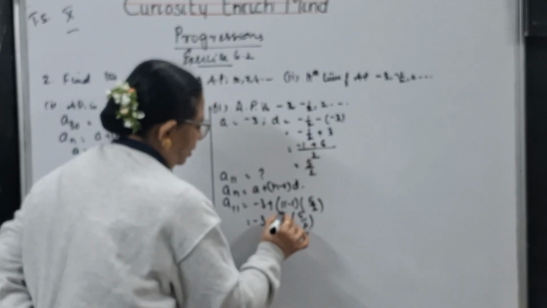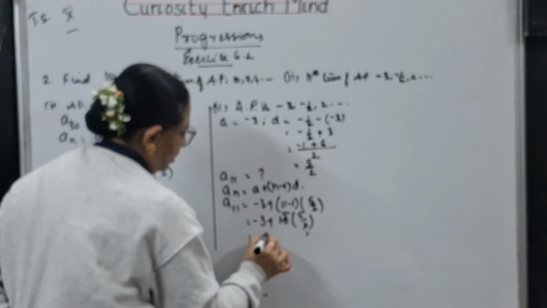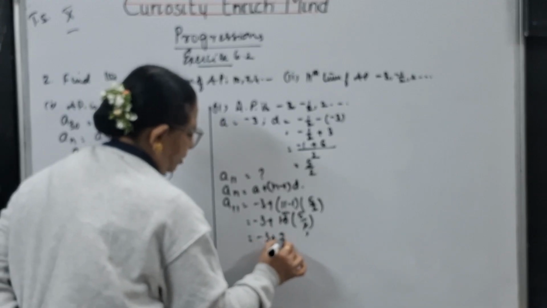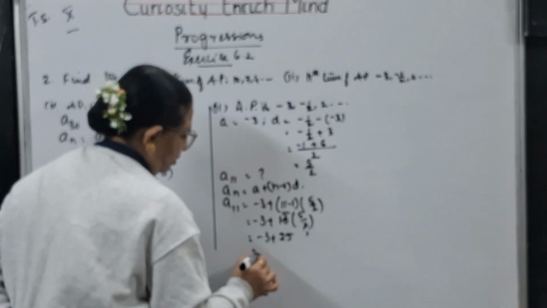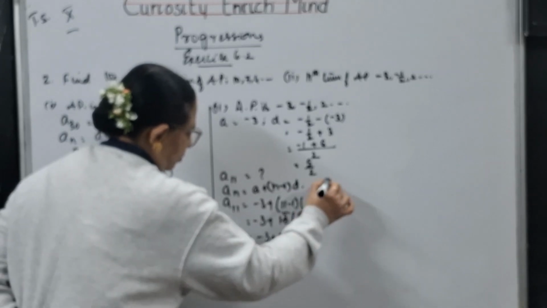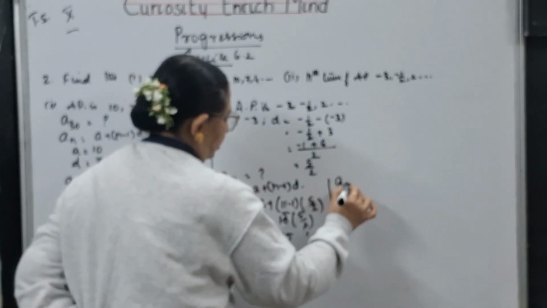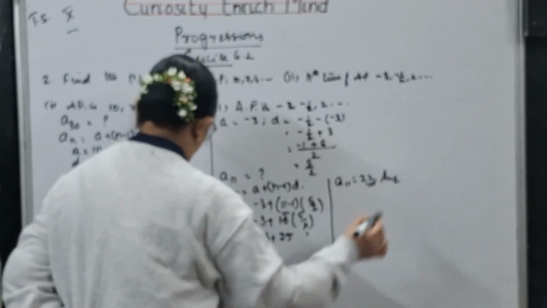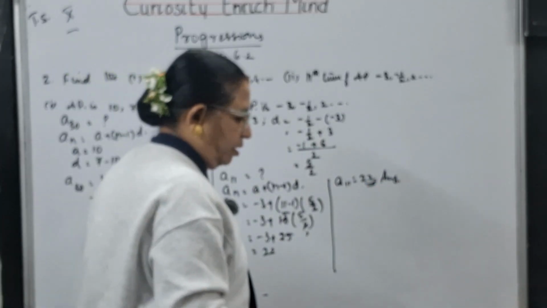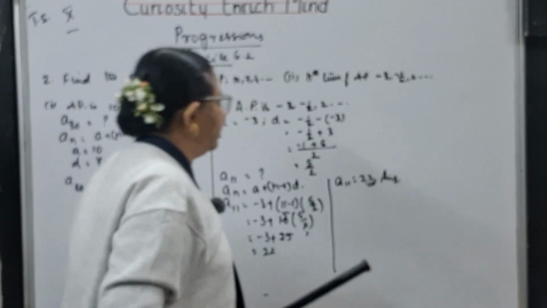That means 2 ones are 2, 2 fives are 10. So how much am I getting? Minus 3 plus 25. So minus 3 plus 25 is equal to 22. So A11 is equal to 22 is the answer, children. So this is the problem with the 2 bits, children.